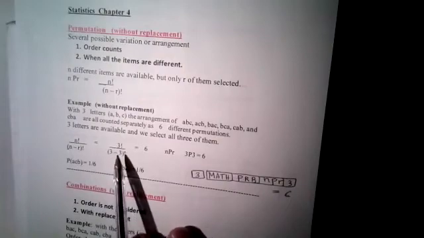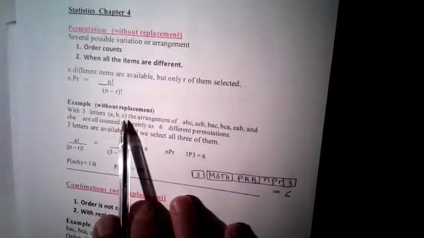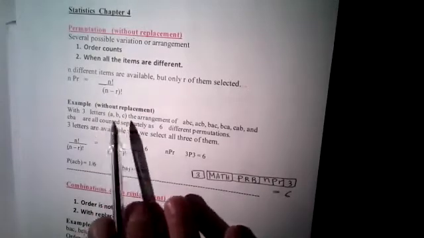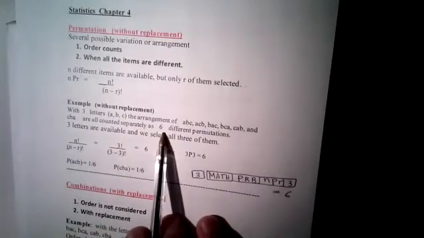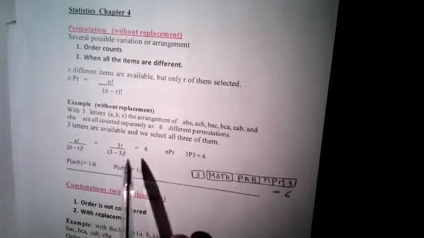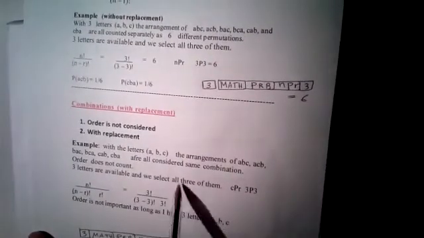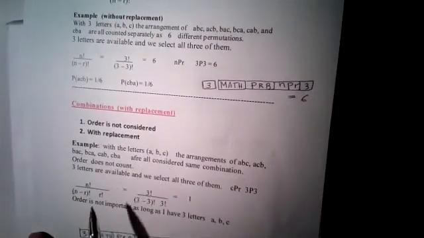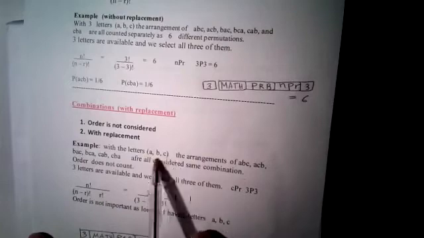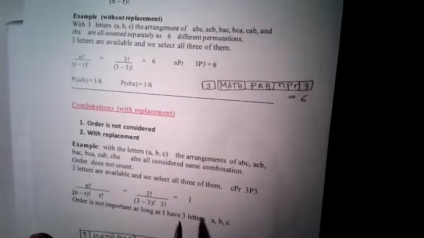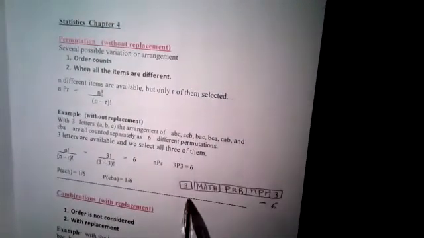There are 3 letters A, B, C available, and you want to take all 3 letters and write them in different orders. There are 6 possible orders. 3 out of 3 is 6. Or you have combination, where order is not important. In that case, you have just 1 possible. If order is not important, you just put these 3 letters together. So it is 1. Now, here I show you how to use the calculator for that.